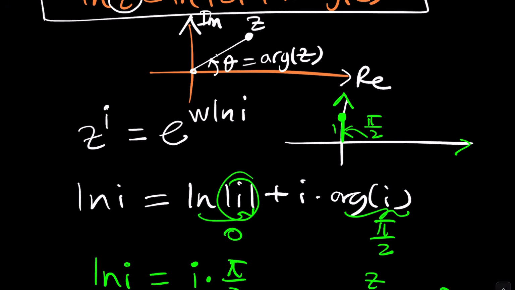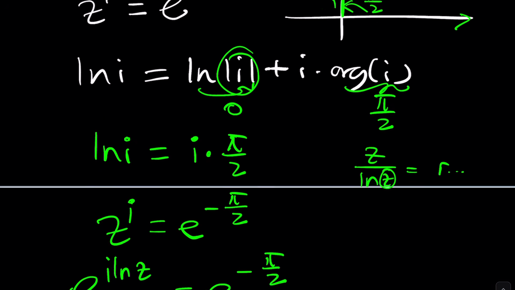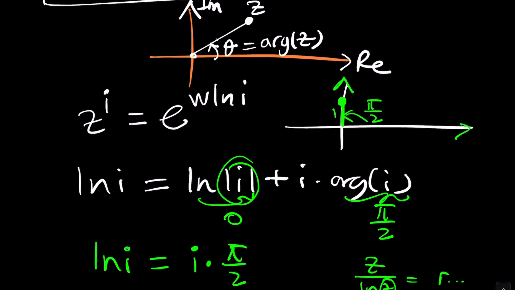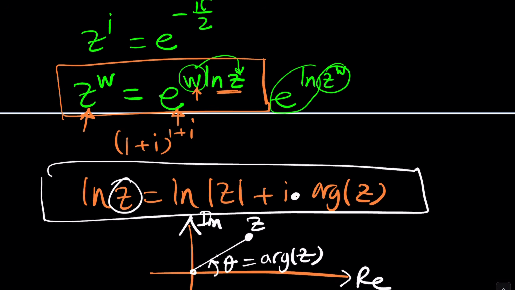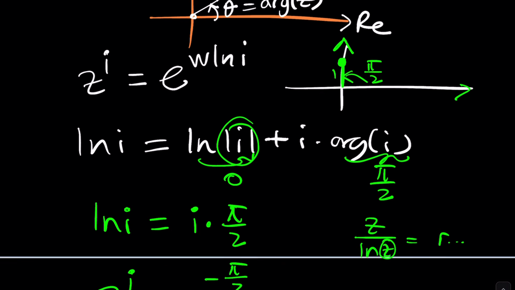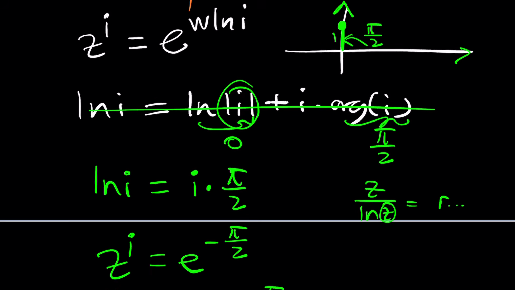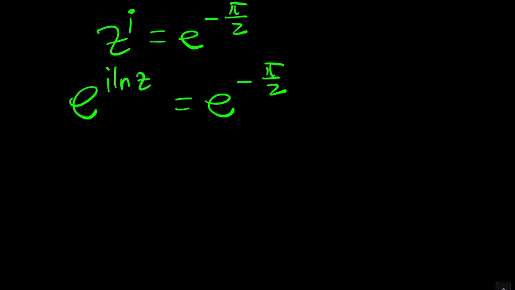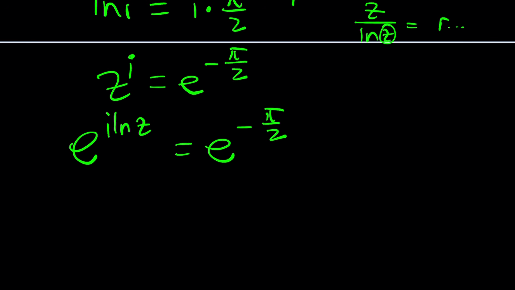Did I say ln i? Wait, z to the i is e to the power i ln z. This is interesting. I don't know why I wrote it this way. I'm probably confusing myself. I don't think I'm going to need ln i, am I? I don't think so. Okay, so we're not going to need ln i. Sorry about that. This would probably be appropriate for something like i to the power z. Anyways, that's a different problem. We'll talk about it later. Let's get back to this.